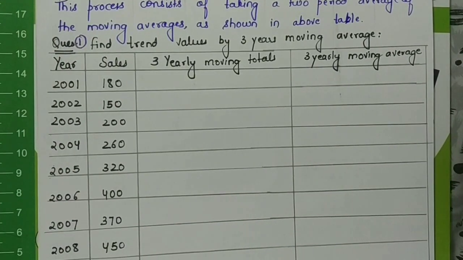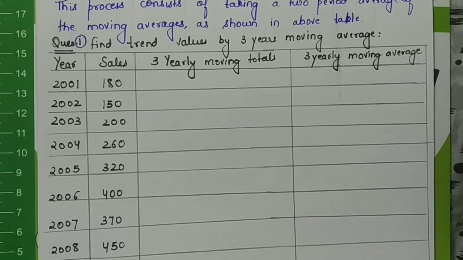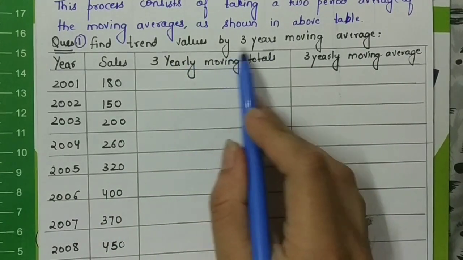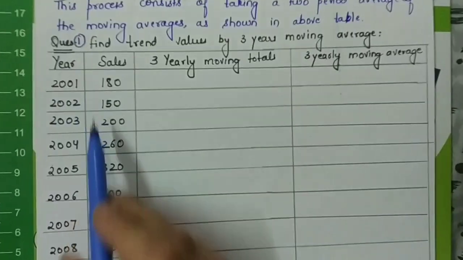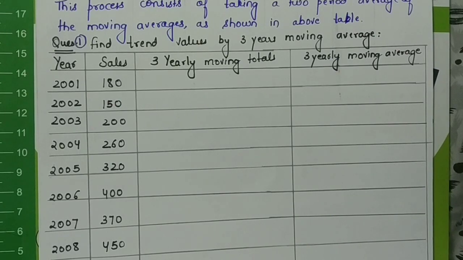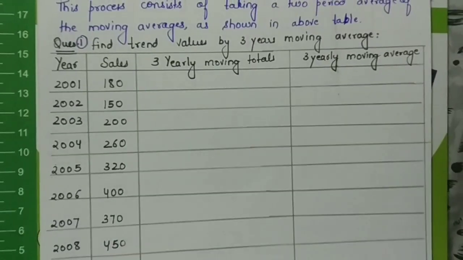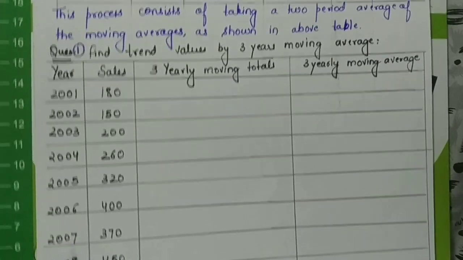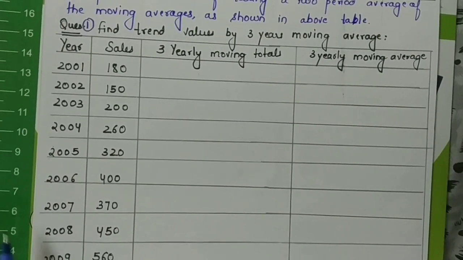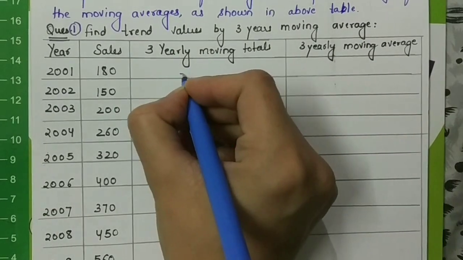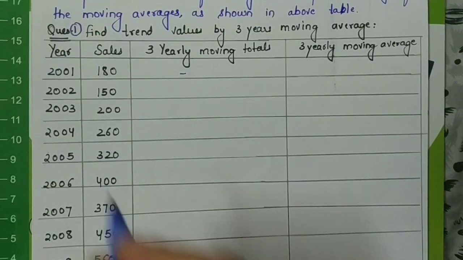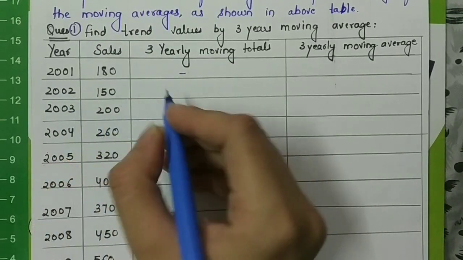Look, I have taken a numerical. Here I have been asked to find the trend values by 3 years moving average. You have been given the values of sales for 9 years from 2001 to 2009. Now how will you proceed? You will leave the first row as it is and take the total of 2001, 2002, 2003.